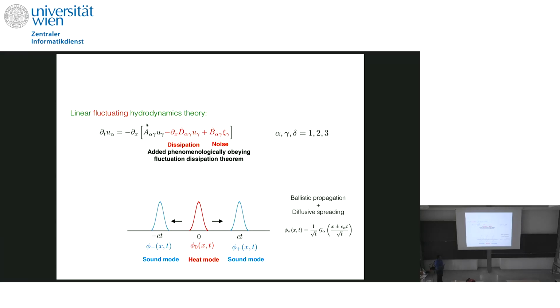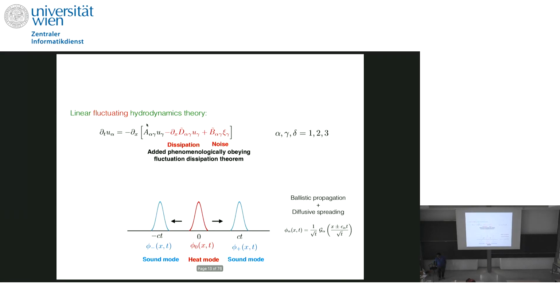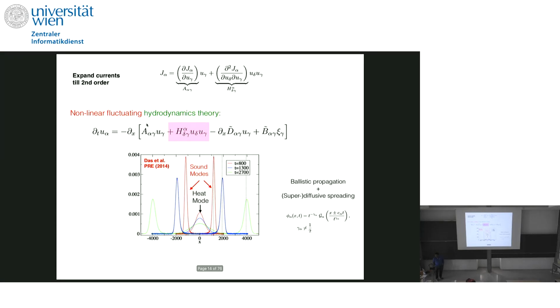Okay, so now if you add the nonlinear term from this expansion, then there could be situations in which this diffusive spreading picture may not be stable against this nonlinear term. And you might get a situation in which instead of diffusive spreading, you might get super diffusive spreading, where this exponent is not equal to half.